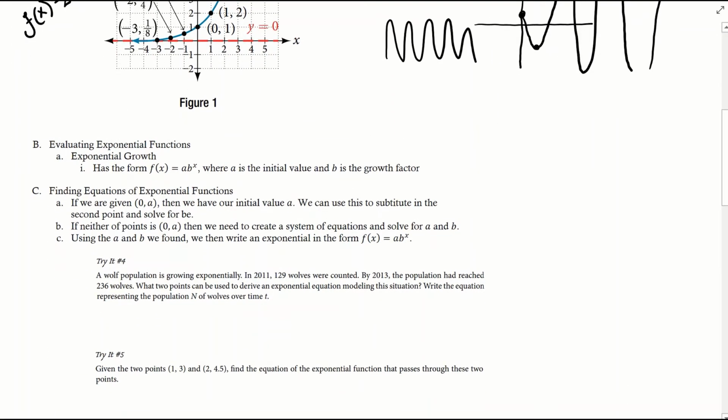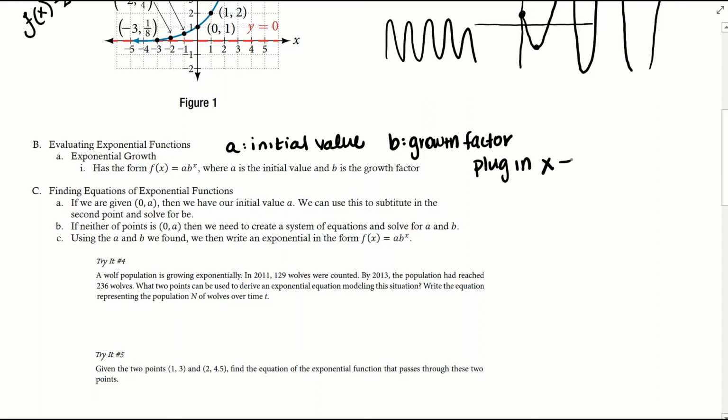So to evaluate exponential functions, a is known as our initial value. b is the growth factor. And this works just like any other function. You just plug in x if you want to evaluate it. Most of the time, you are going to be using a calculator for this.